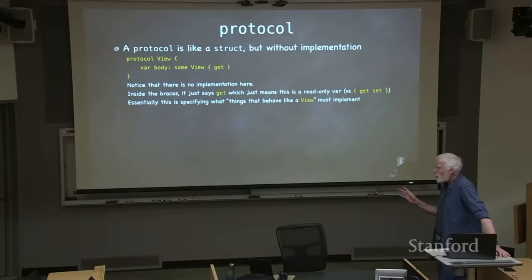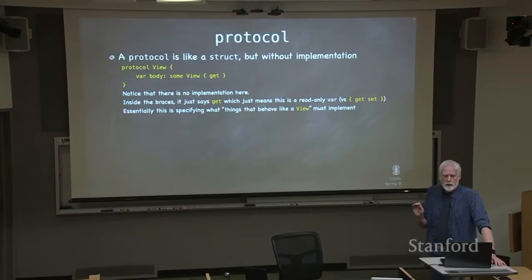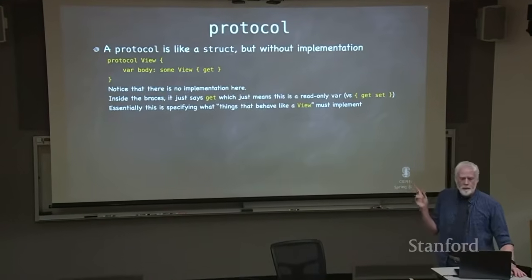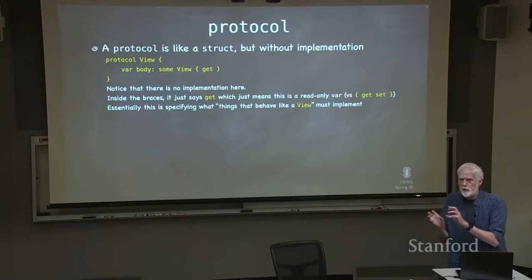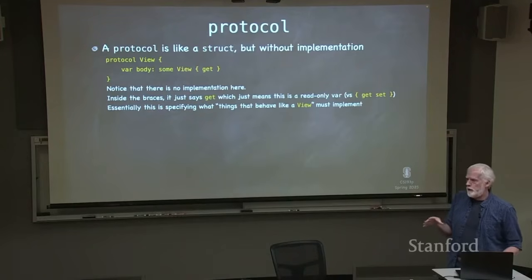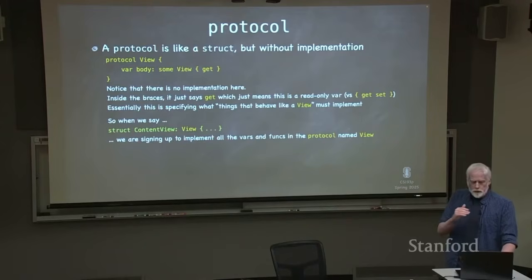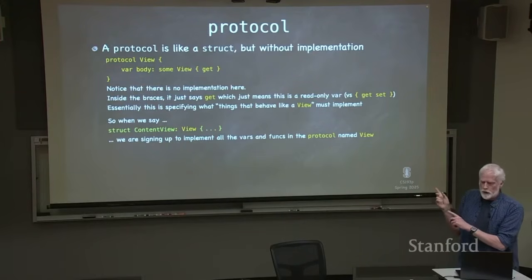A protocol looks like a struct, but it has no code in there. And when it has the curly braces like that, that's just saying whether this is a read-only var or a read and write var, right? It's either get or get set. That's the only thing that can be in those curly braces there. And if there were a func in this protocol, which there's not, there would be nothing there. No curly braces whatsoever. So we're used to this. We understand what's going on here. And this makes it so that if we do struct ContentView behaves like a view, we have to implement this var. That's what it means to behave like a view, is to implement this var right here.